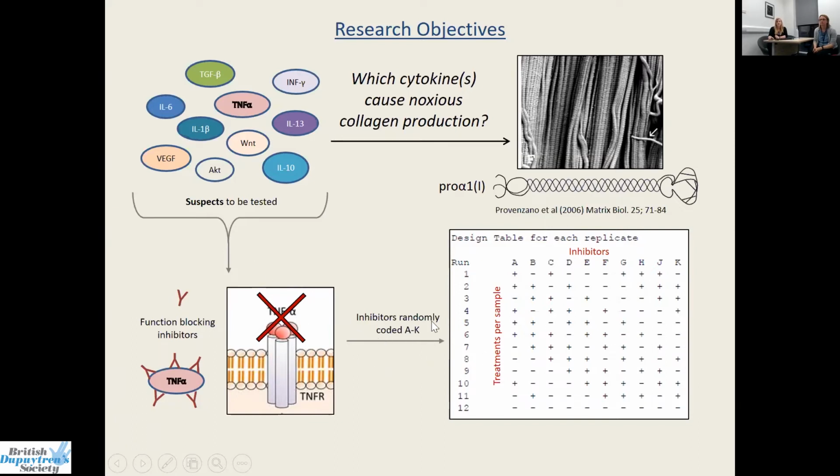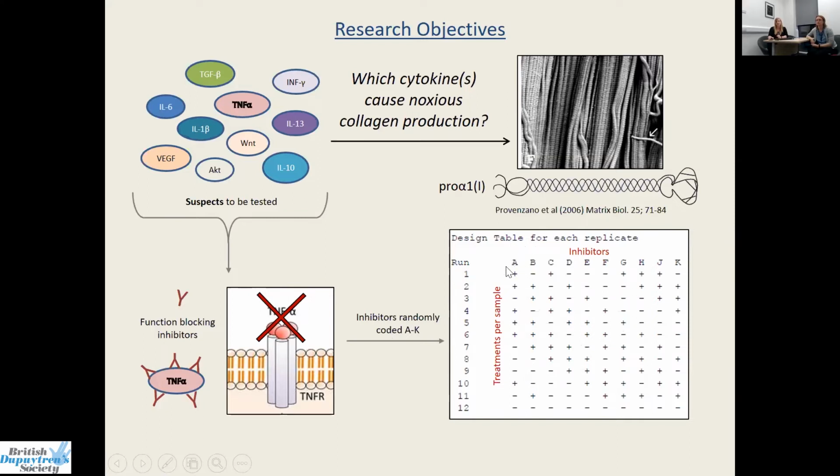These inhibitors have been anonymized to me, so I'm blinded to them. This will stop me unintentionally biasing the data in any way. They are just coded A through to K. And then we've employed this design table, which lets us test the 10 different inhibitors more simply than testing each one individually. It will also show us those that have the strongest main effects on the collagen production.